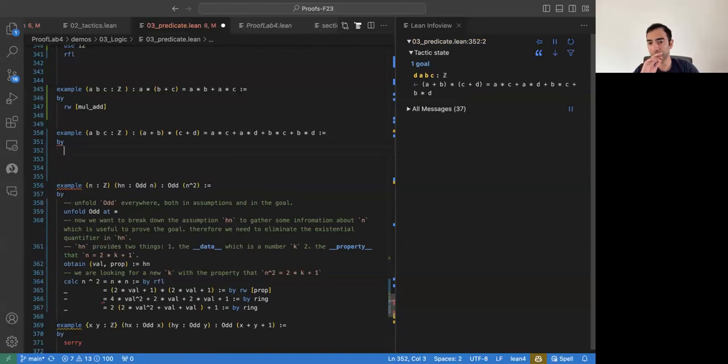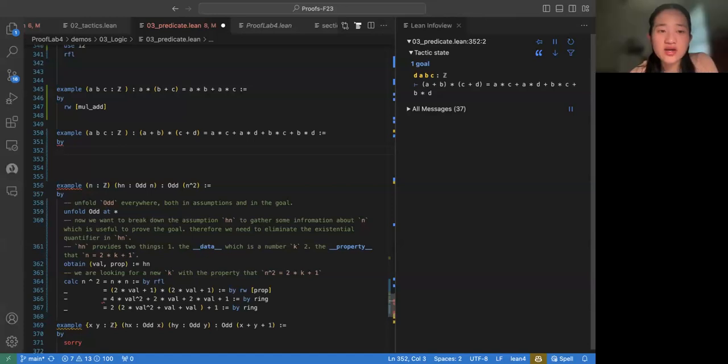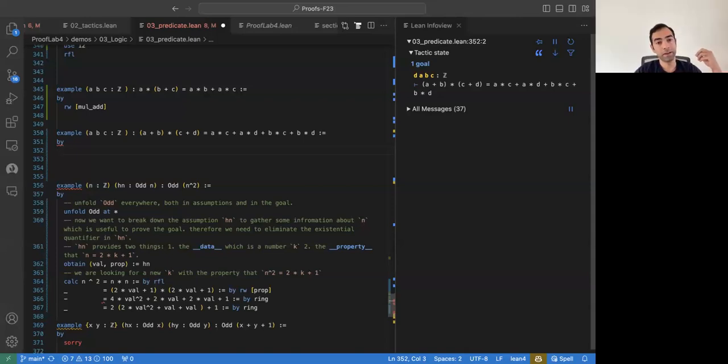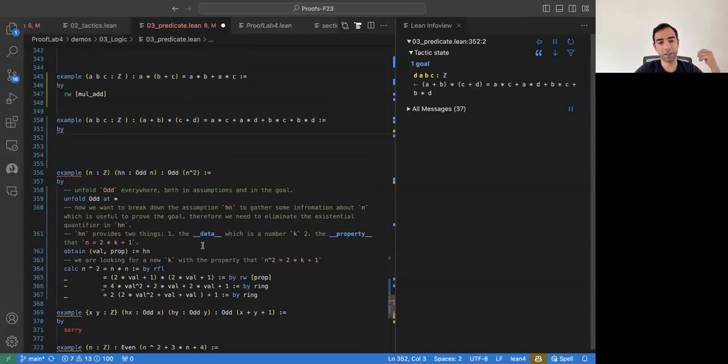Any suggestions? You could calc. I can calc, but I want to justify these steps. So I don't want to do calc, because I want to prove it without calc so that we obtain some insight essentially.